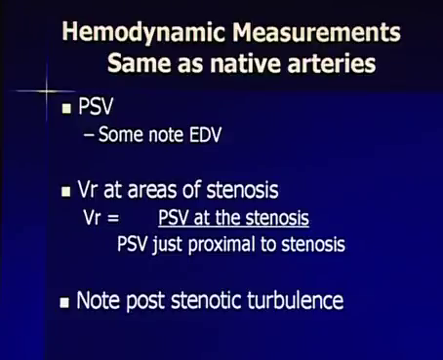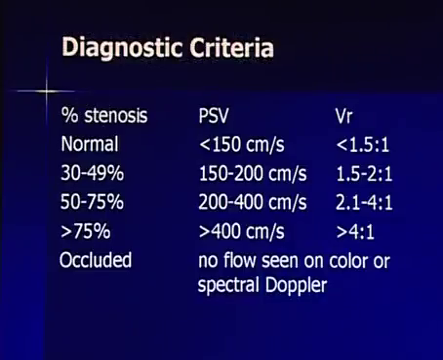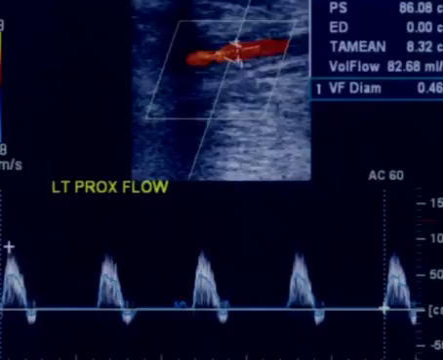We need to take it off and look at the grayscale image and appreciate what's going on. The measurements that we do in bypass grafts are pretty much the same thing we do in native arteries. We're going to look at peak systolic velocity, again, end diastolic velocity maybe. We're going to measure the velocity ratio and look for areas of turbulence. The criteria are the same. There's really no additional criteria for bypass grafts. We're going to hope to see velocities less than 150 centimeters per second, and we're going to hope to see any small changes in the velocity ratio producing ratios less than 2.1.